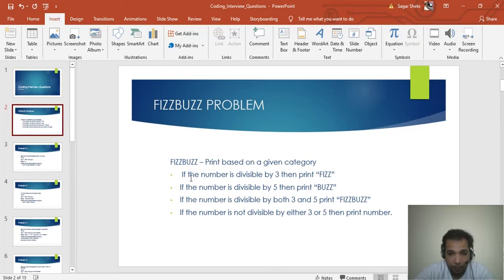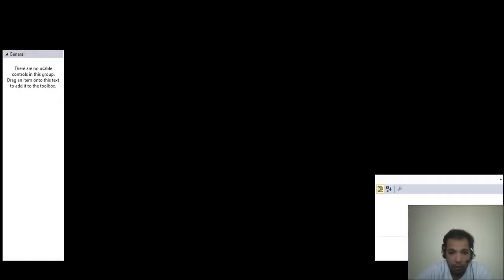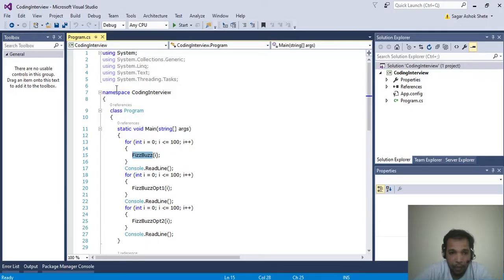So this one is the FizzBuzz problem. We are going to print a particular output based on this: if it's divisible by 3, then we print Fizz. If it's divisible by 5, then we print Buzz. If it's divisible by both 3 and 5, then FizzBuzz. If it's not divisible by either 3 or 5, then print the actual number. So this is the actual problem that we are having. Moving on to the coding, how we are going to resolve it.